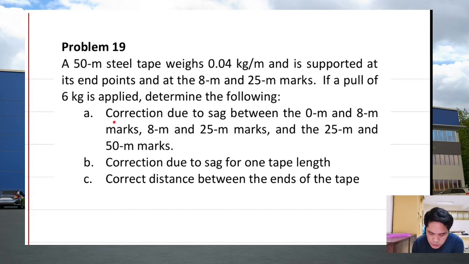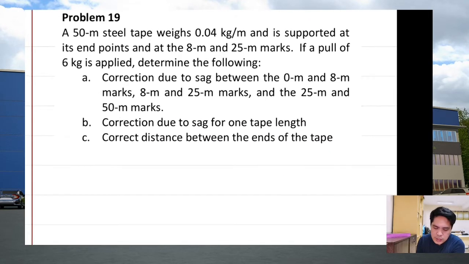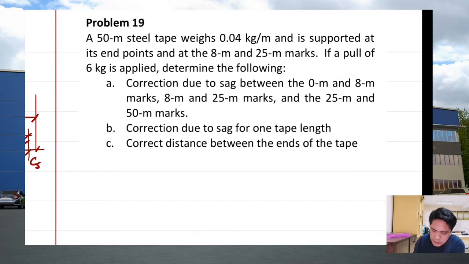Letter A, correction due to sag between the 0 and 8-meter marks, 8-meter and 25-meter marks, and the 25-meter and 50-meter marks. For letter B, correction due to sag for one tape length, and letter C, correct distance between the ends of the tape. So this is the situation in this problem. Let's say this is the ends of the tape where it is held.